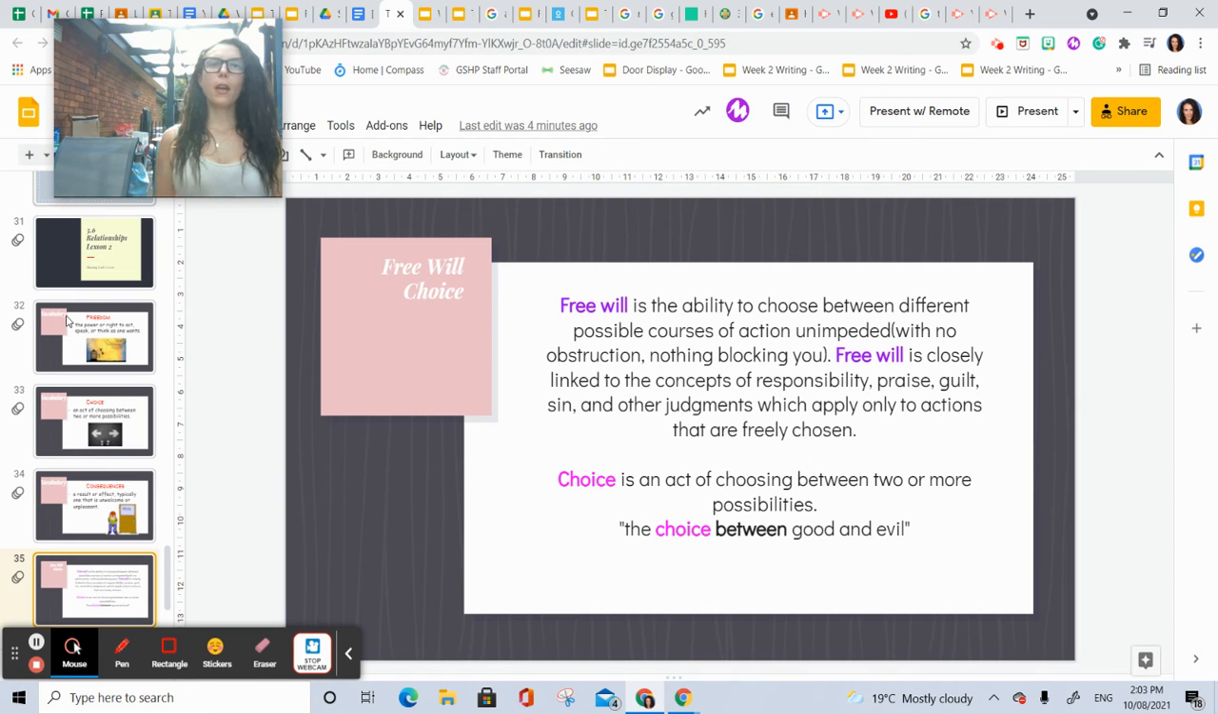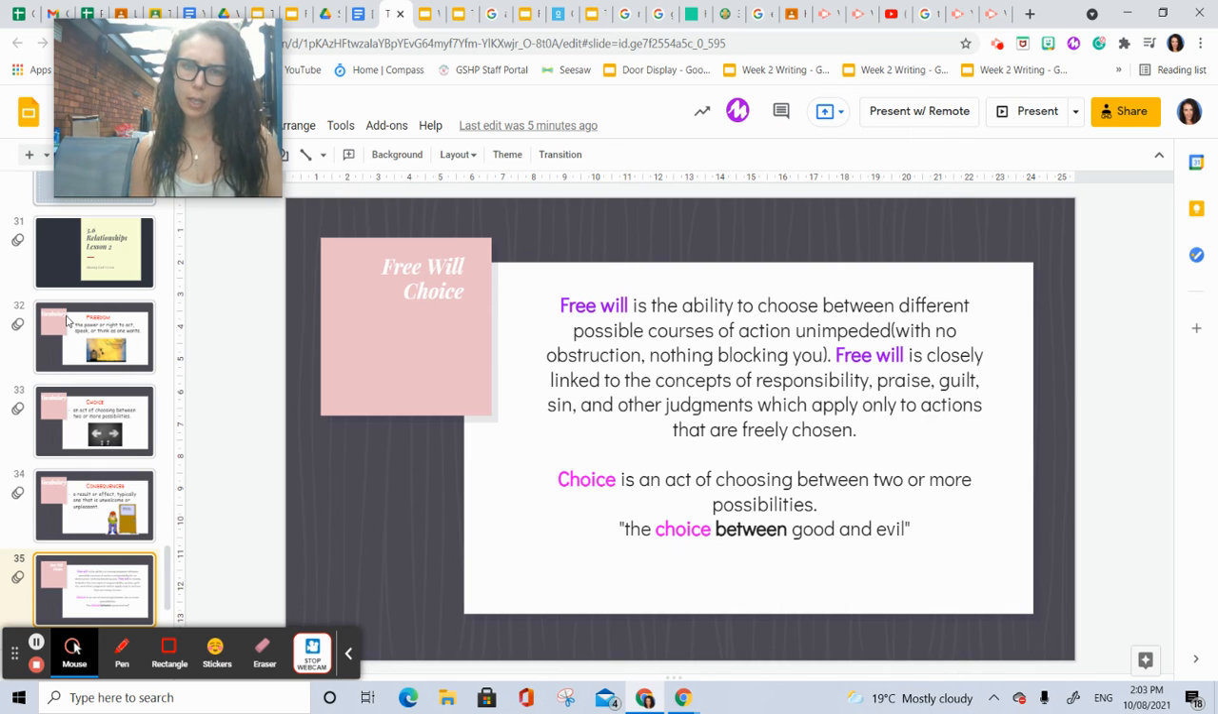Now, here is a very, very important keyword. Okay, so you have free will. Free will is what God gave us. Okay, so we're not robots. We all have free will. It's the ability to choose between different possible courses of action. Okay, and it's something that God has given us. Okay, it's unimpeded, which means that you are not blocked by doing it.